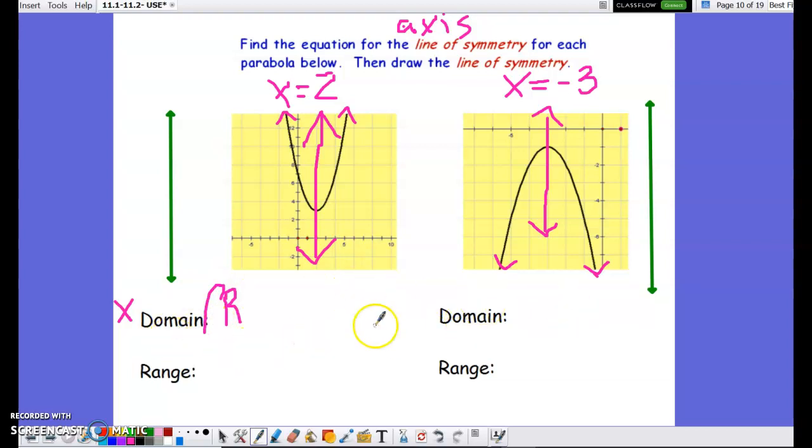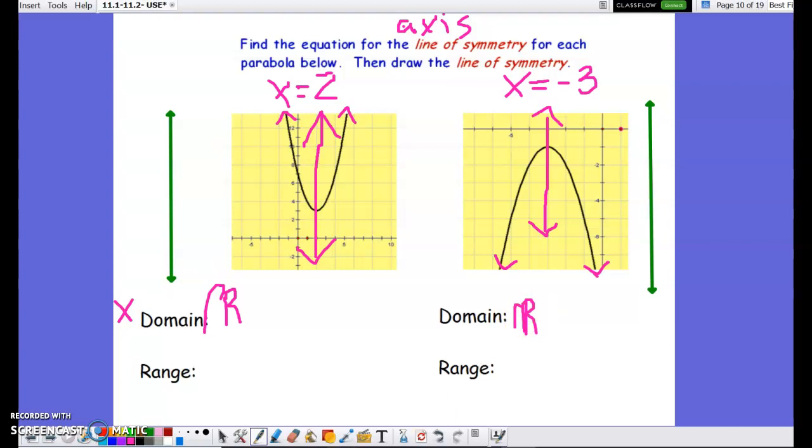real numbers. If we just come over here and do the domain for this one, same idea. Looking how far left it goes, it looks like it keeps going left forever. How far right does it go? It looks like it keeps going right forever. As it goes down, it's going to keep getting wider and wider. Again, we're going to say the domain is R, all real numbers, so R with a little tail on it.